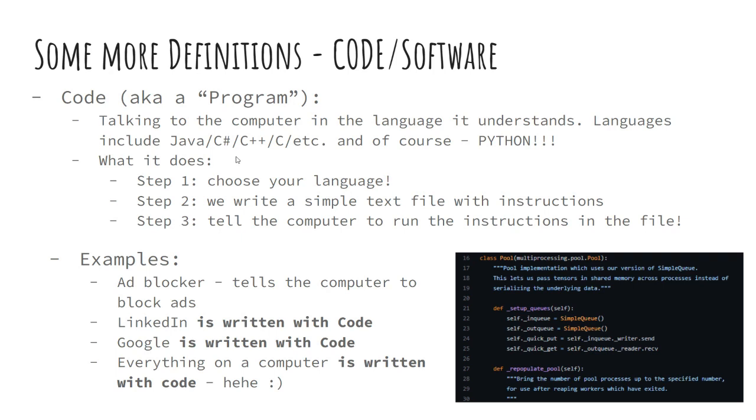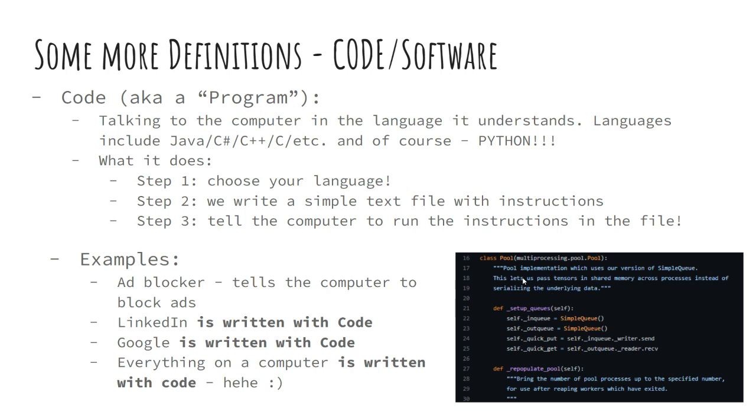But essentially, at a high level, for your software or your code or your program, you choose your language. What language do you want to talk to the computer in? Step 2, you write a simple text file with instructions. The instructions are written in that language. And then you tell the computer to run the instructions. And then it does what you want it to do. And that's literally what software is, guys.